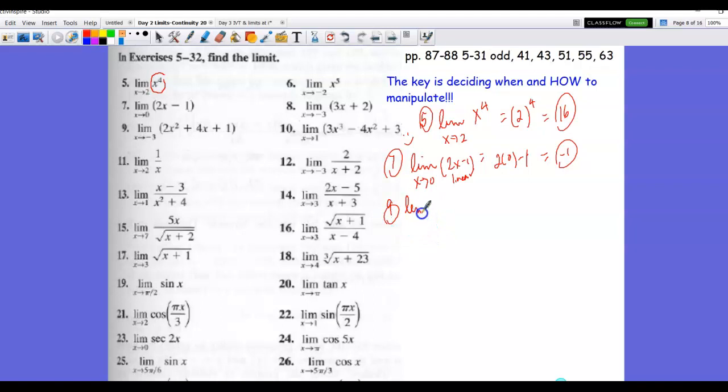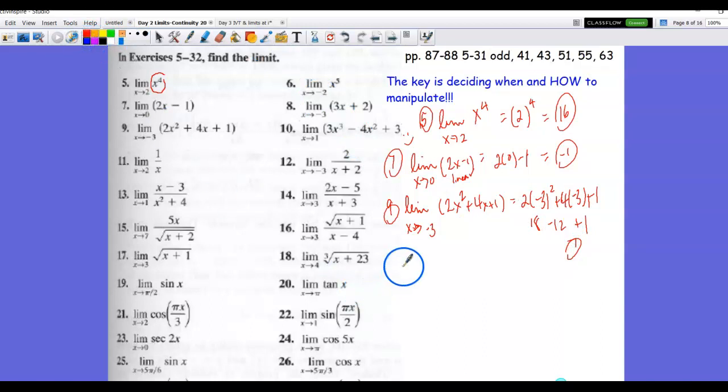Number 9. In number 9, we have a quadratic function, and a quadratic function graphs to be a parabola. So we have another continuous function. So we have 2x squared plus 4x plus 1, and we can use direct substitution. Substitute negative 3: 2 times negative 3 squared, plus 4 times negative 3, plus 1. So that's 9 times 2 is 18, minus 12, plus 1. 18 minus 12 is 6, plus 1 is 7.